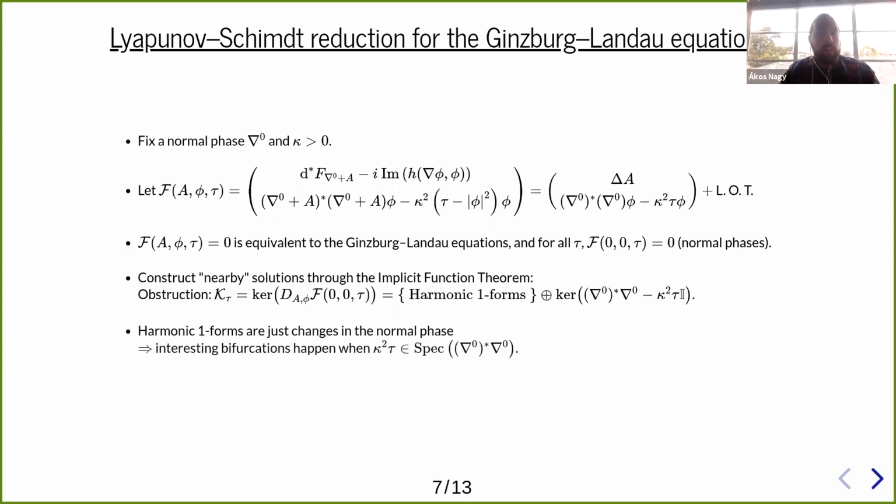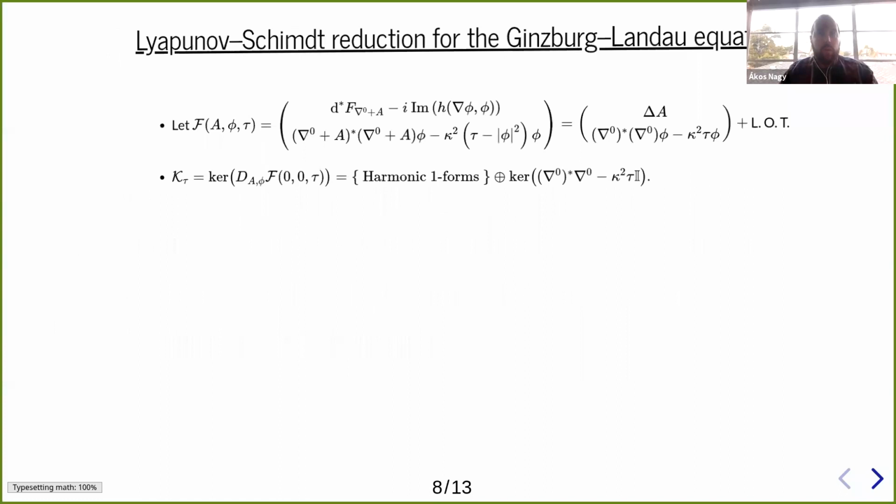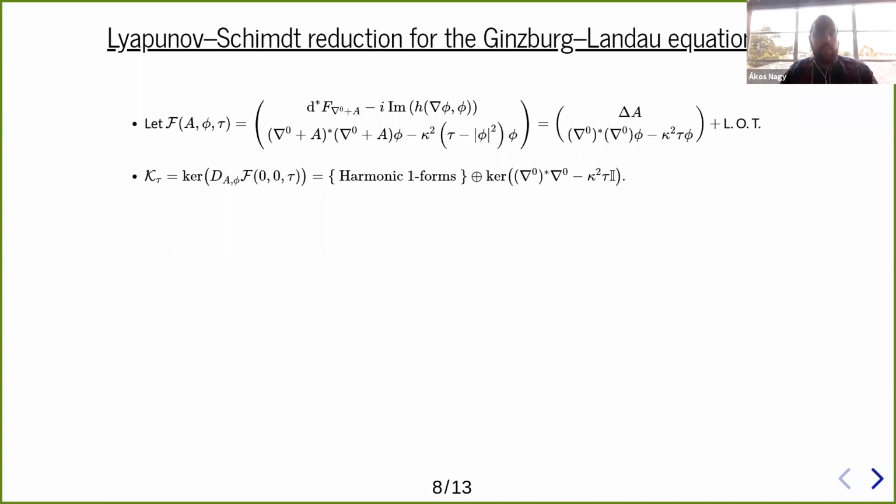It's uninteresting. So interesting bifurcation can only happen around points where kappa squared tau is in the spectrum. This nabla star nabla on a closed background is an operator that has only discrete point spectrum, and moreover, every eigenspace is finite dimensional. But the point is that it has discrete spectrum. So I want kappa squared tau to be in the spectrum. So what do I do if I'm in this case? Well, let's pick an eigenvalue.